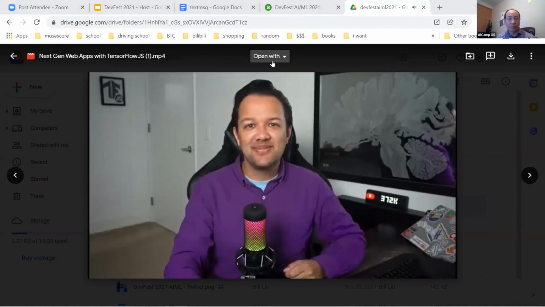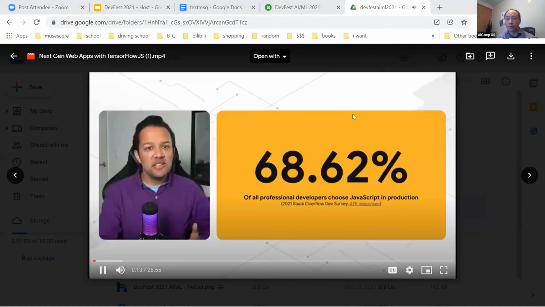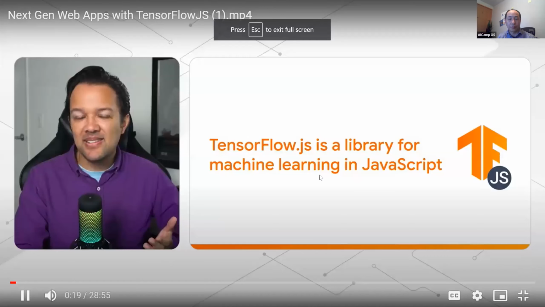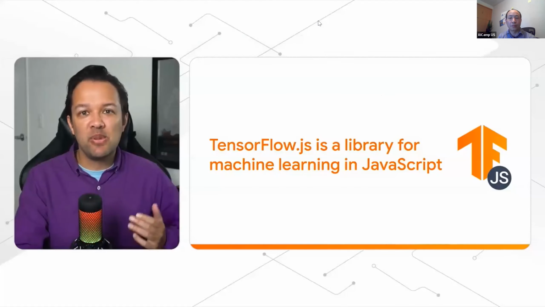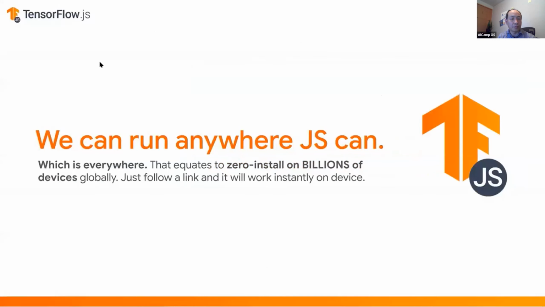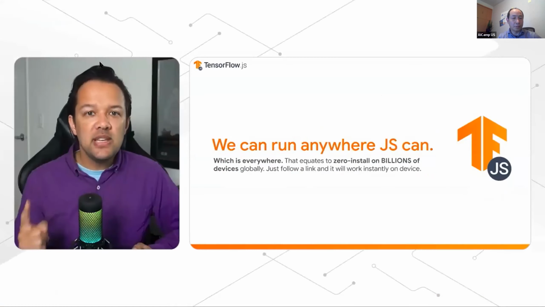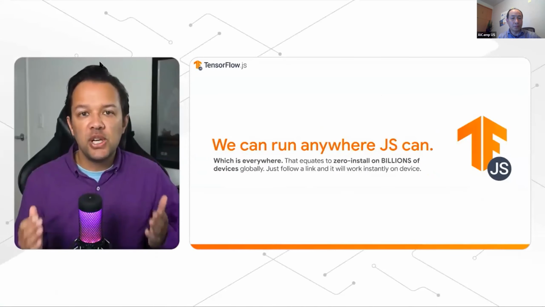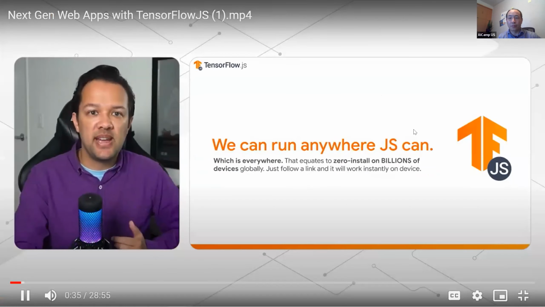So let's get started. Currently, over 68% of professional developers use JavaScript in production. And as you probably guessed, TensorFlow.js is a library for machine learning in JavaScript. And that means developers can run machine learning anywhere JavaScript can run, which is basically everywhere. This equates to zero install on billions of devices globally. You can just follow a link and it works on almost any device.